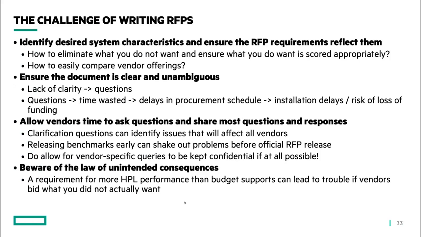The vendors will help you shake out problems that are existing in your benchmark set and help identify areas of ambiguity. At the same time, you want to allow for vendor-specific questions that can be kept confidential. Sometimes we'll ask you a question based on some particular advanced technology that we don't want to announce yet. And finally, you have to be aware of the law of unintended consequences. If you set up a procurement in such a way that you're going to require something that is not able to be done in a normal sense, you may end up with the vendors bidding stuff you don't really want in order to achieve that requirement.